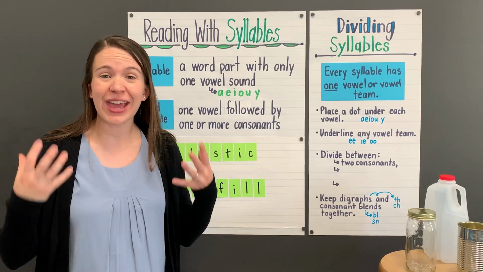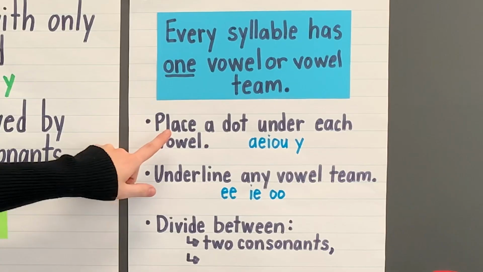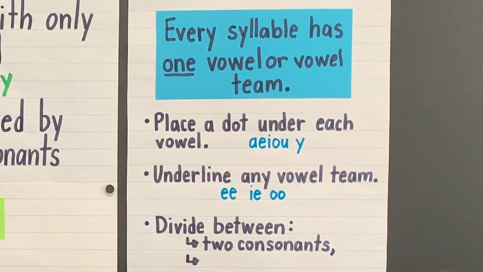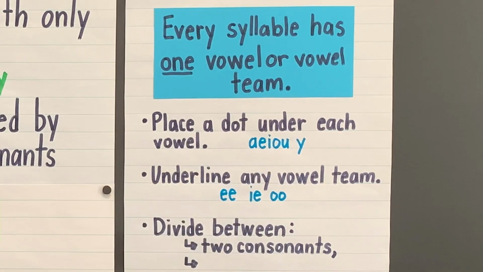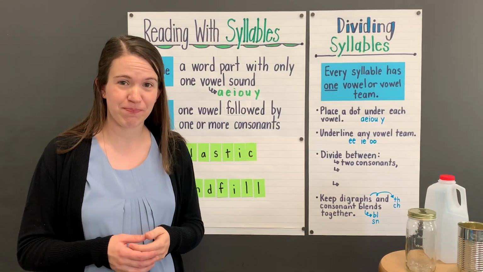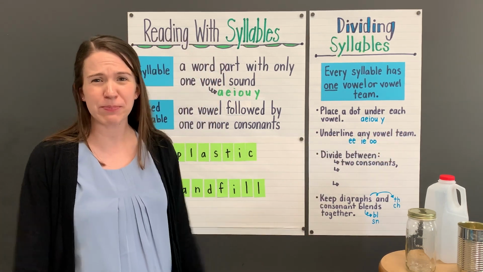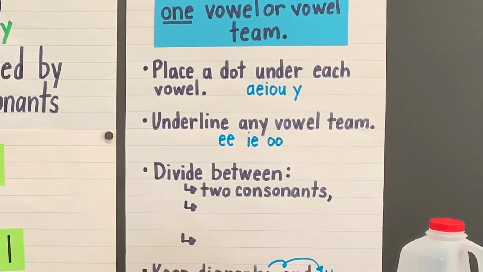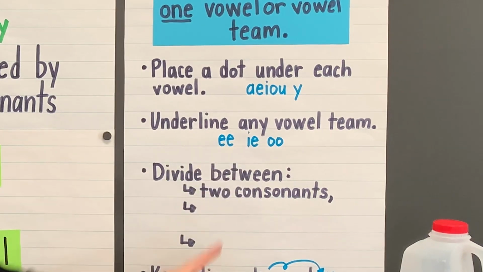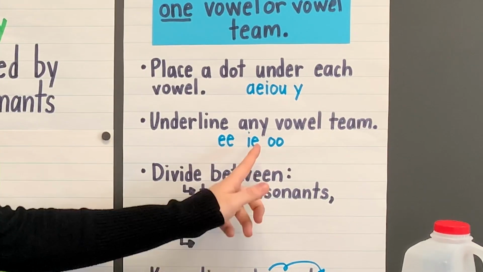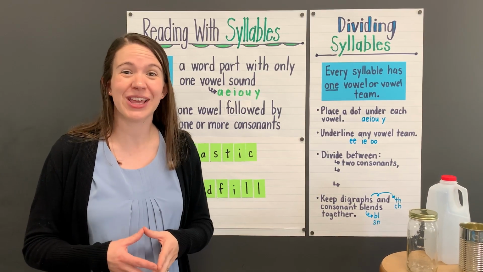We can make sure that the syllables we're finding only have one vowel sound by first placing a dot under each vowel. Remember, the letters A, E, I, O, U, and often the letter Y usually make a vowel sound. Then we can underline any vowel team that we find. Some examples of vowel teams are the EE that can say E, one vowel sound, IE that can say E, or OO that can say OO. These vowel teams work together to make one vowel sound in a syllable.